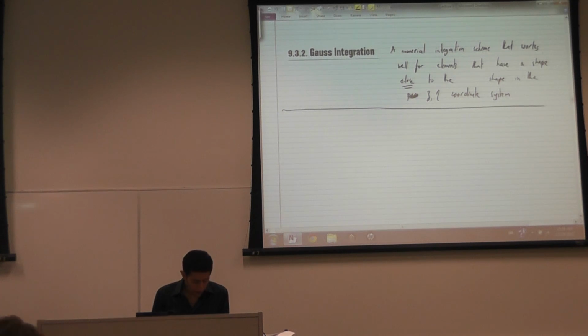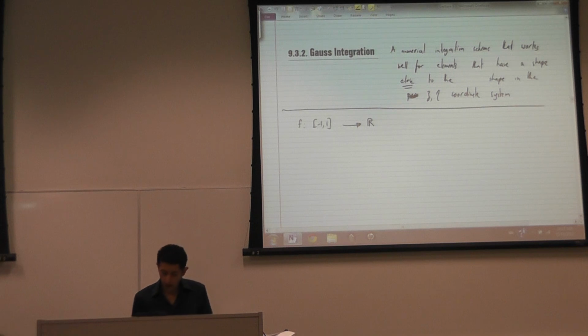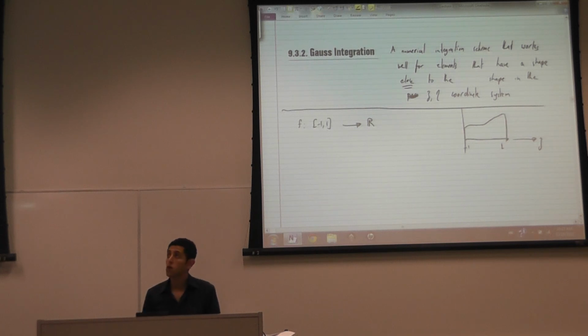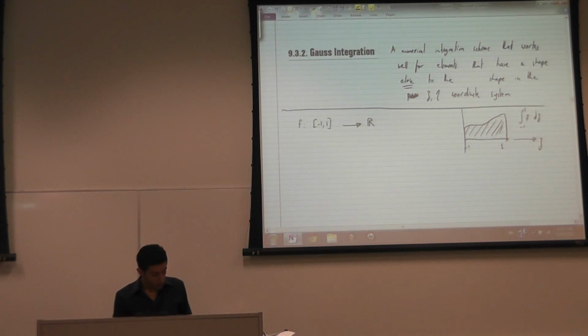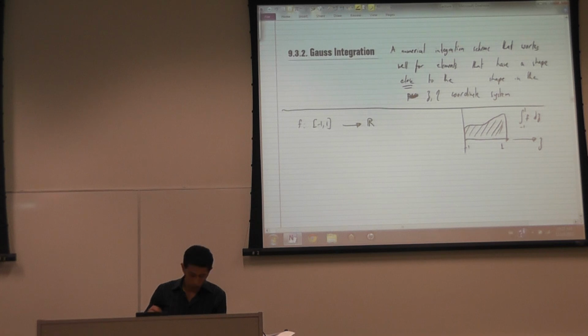So we have a function defined from -1 to 1. So basically I have a function defined from -1 to 1. So this is xi. The purpose of what I'm trying to do is to find this area, because I'm trying to integrate f d xi from -1 to 1. So in general, a numerical integration scheme allows you to calculate the following.